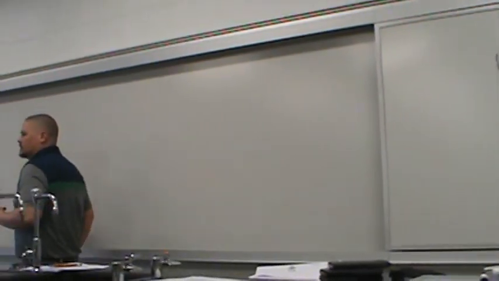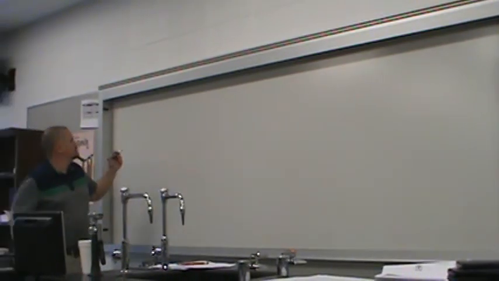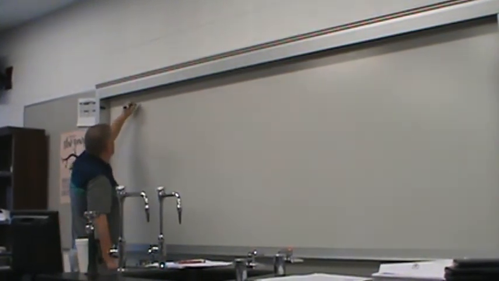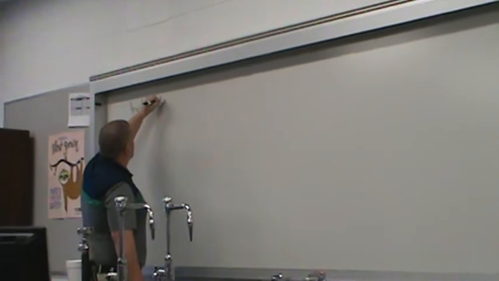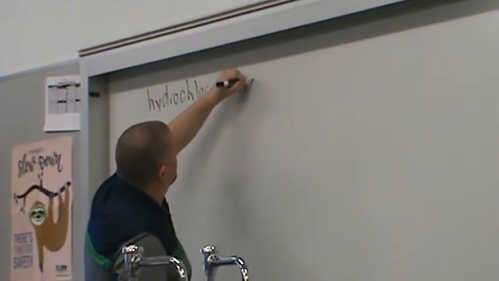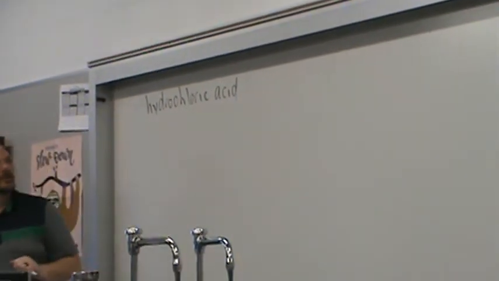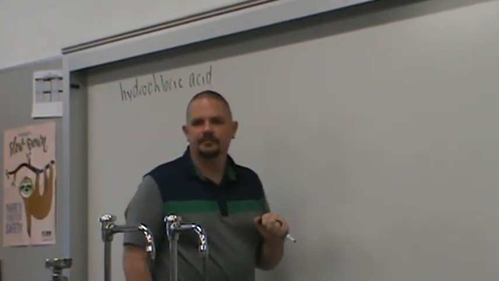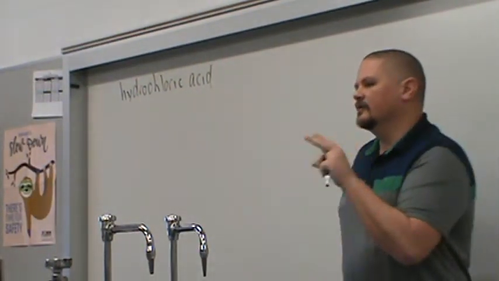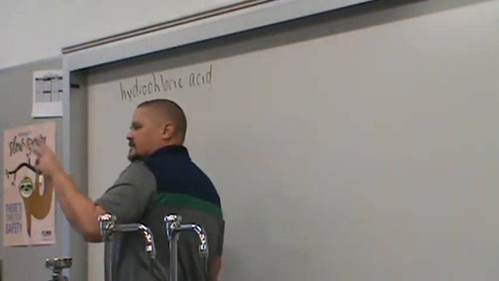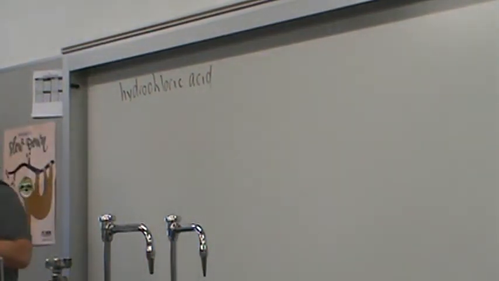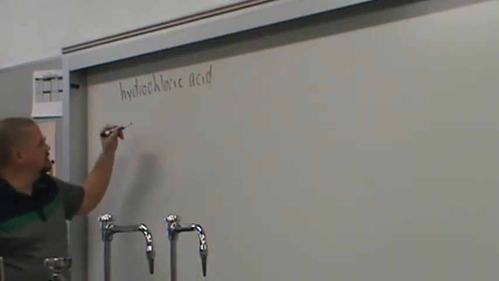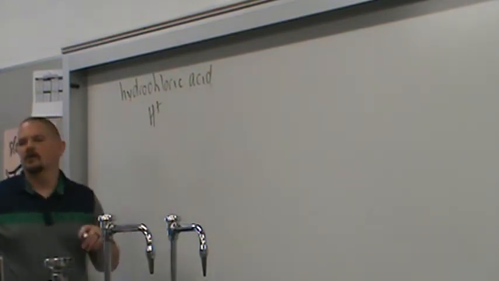Well, let's get the name and try to figure out the formula. Okay, so our first example, hydrochloric acid. The way to figure out the formula of an acid is kind of the same way that we figure out the formula of an ionic compound. But our cation always is going to be the same thing. It's always going to be hydrogen ion.